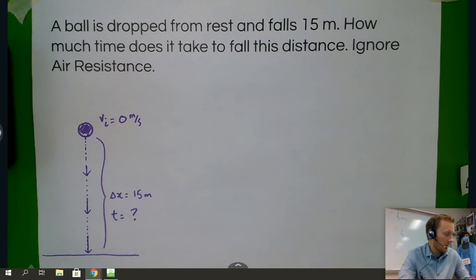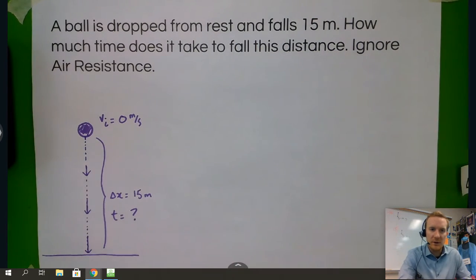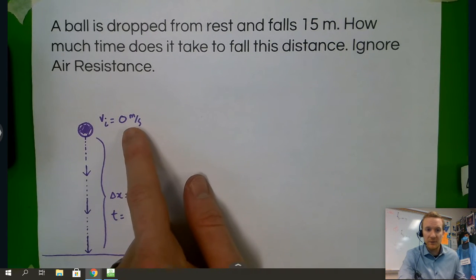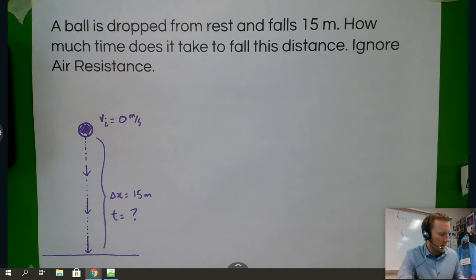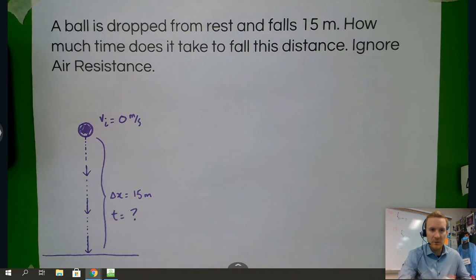And just like I usually do, I'll try and diagram the actual motion that's happening. And then I want to list out all the details that the question gives us. For example, I know that we are dropping a ball from rest, so I know my initial velocity, and I know that it's going to fall 15 meters, so I know my change in position. We are looking for the amount of time it takes, and even though it doesn't explicitly say so, we also know one more detail about the motion of this object.